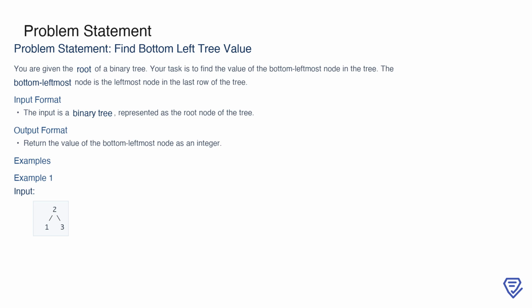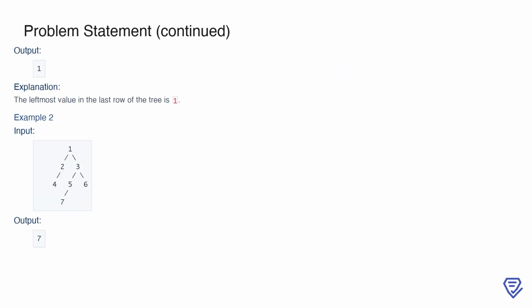To better understand the problem, let's look at some examples. Here's the first tree. We have a root node with a value of 2, and it has 2 children, 1 on the left and 3 on the right. For this example, the last row of the tree contains the nodes 1 and 3. Since we are tasked with finding the leftmost value in the last row, the correct answer is 1.